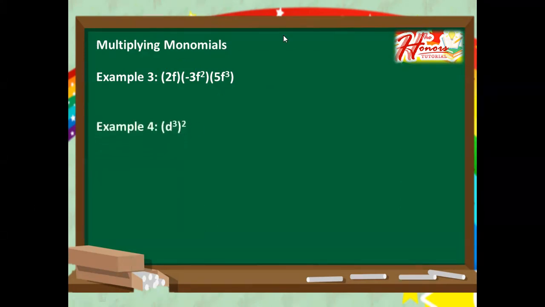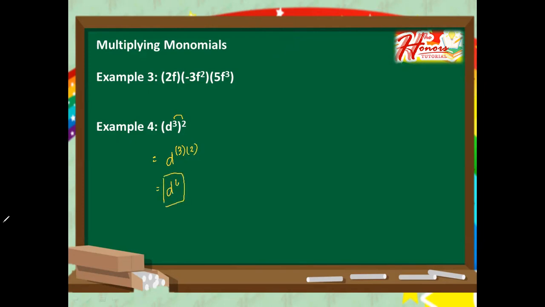Next, number 4. The case now is different because we have here an exponent which is placed outside. If we have an exponent like this, please remember to multiply your exponents. So we have here d raised to 3 times 2. So that is d raised to 6. And that's it for number 4.